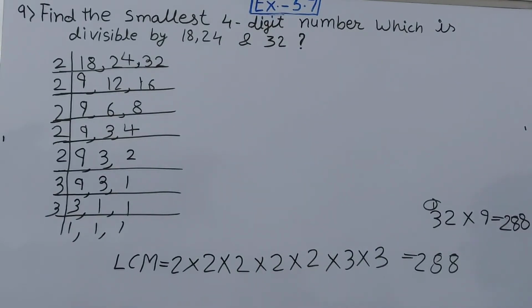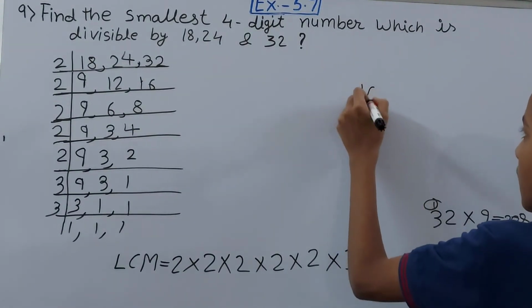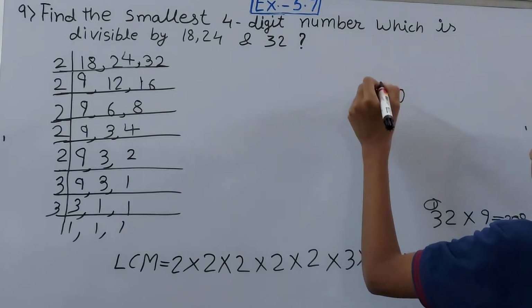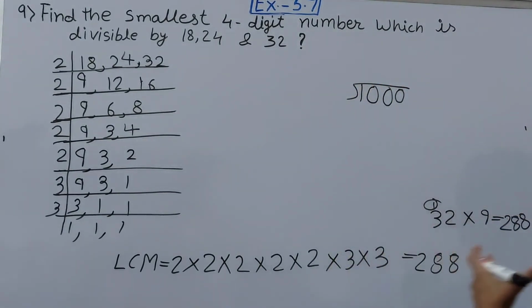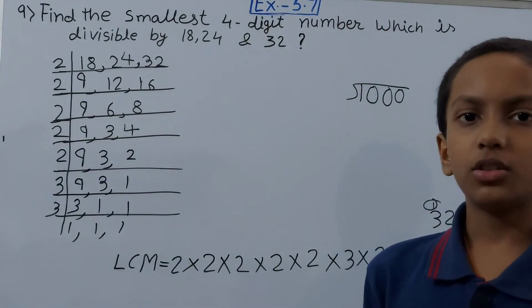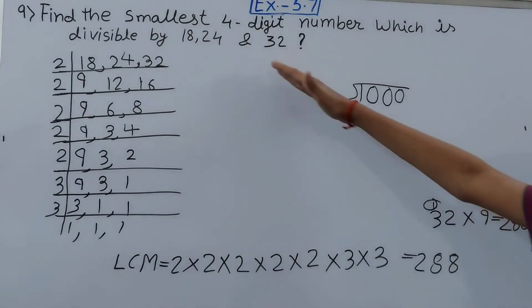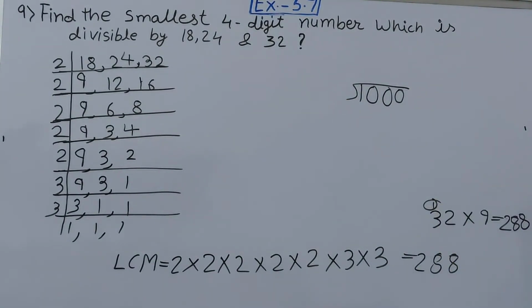Now the second step is to look for the smallest 4-digit number in there. So you all know what is the smallest 4-digit number? Well, the smallest 4-digit number is 1000. Okay. And friends, now we are going to divide this LCM by the smallest 4-digit number, because any number that is divisible by your LCM is also divisible by your given numbers. Alright. That means if 1000 is divisible by 288, then it means that it should be divisible by 18, 24 and 32 also. So let's divide this.